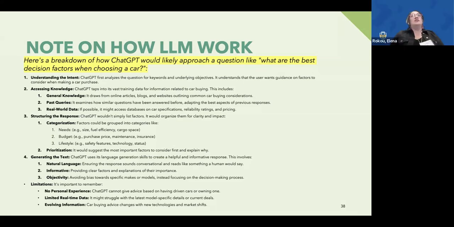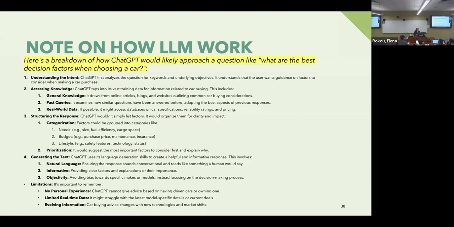Then it will have to access knowledge. And there is general knowledge, there are past queries, there is feedback given to past queries. We don't know how much ChatGPT has improved in the last few months, with people correcting it again and again on the mistakes that it makes. That's the way that it learns, so it makes sense.